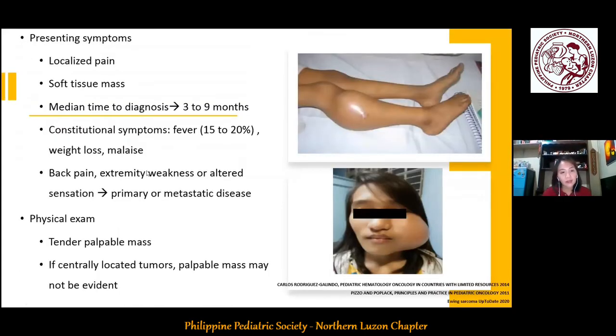The pain may be mild at first, but intensifies fairly rapidly. It may be aggravated by exercise, and it is often worse at night. We may see a soft tissue mass that is firmly attached to the bone and moderately to markedly tender to palpation. Systemic manifestations such as fever are more frequent than in cases of osteosarcoma. When you have back pain, extremity weakness, or altered sensation, it should raise suspicion of either a primary or a metastatic disease. For the physical examination, you may see a tender palpable mass. And if you have centrally located tumors, the palpable mass may not be evident.